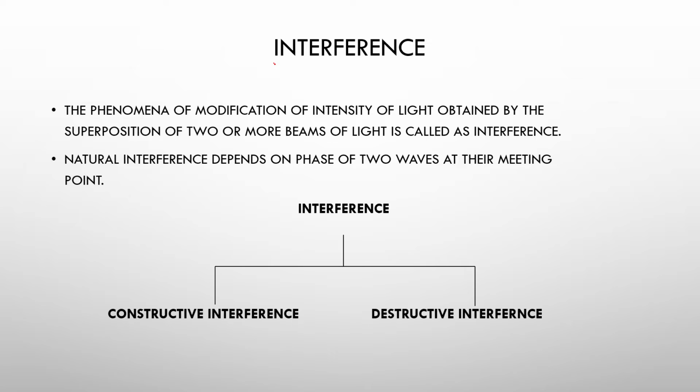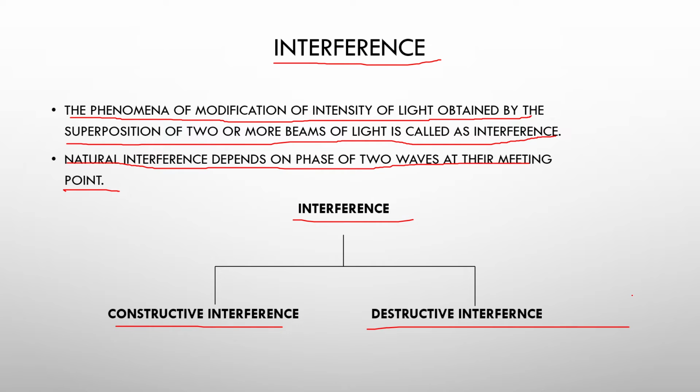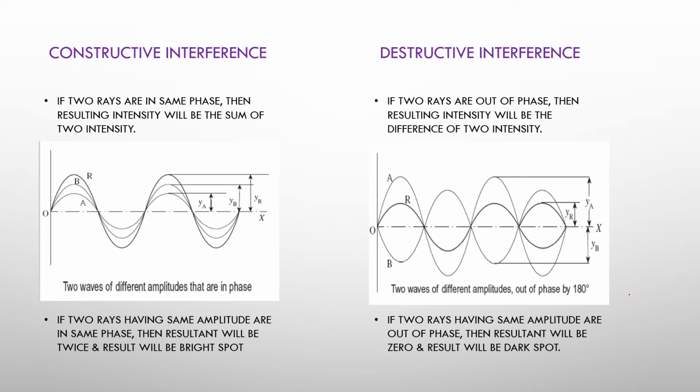So let's see what is interference. The phenomenon of modification of intensity of light obtained by the superposition of two or more beams of light is called interference. So natural interference depends on the phase of two waves at their meeting point. Majorly, we have two types of interference: constructive interference and destructive interference. Let's see the difference between these two.